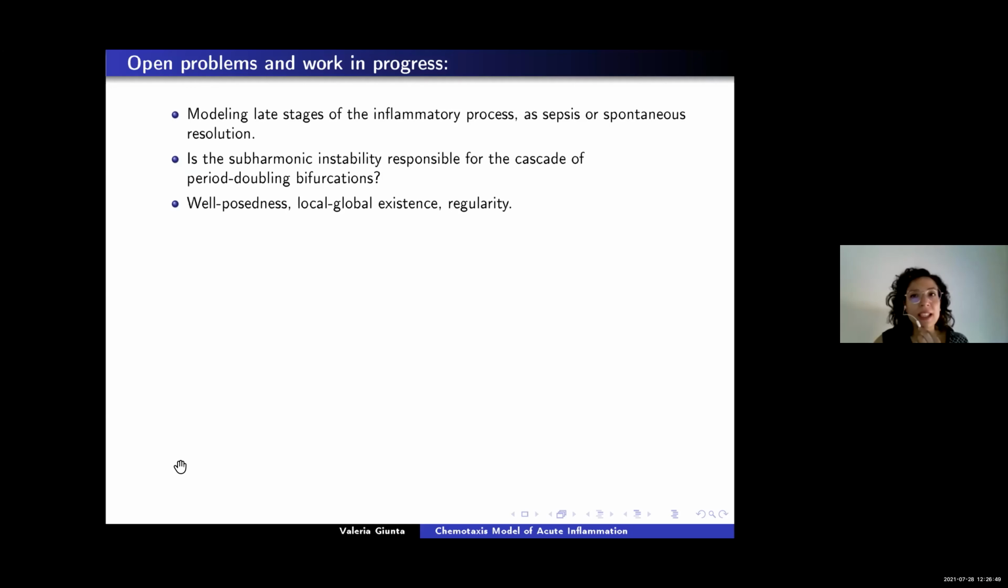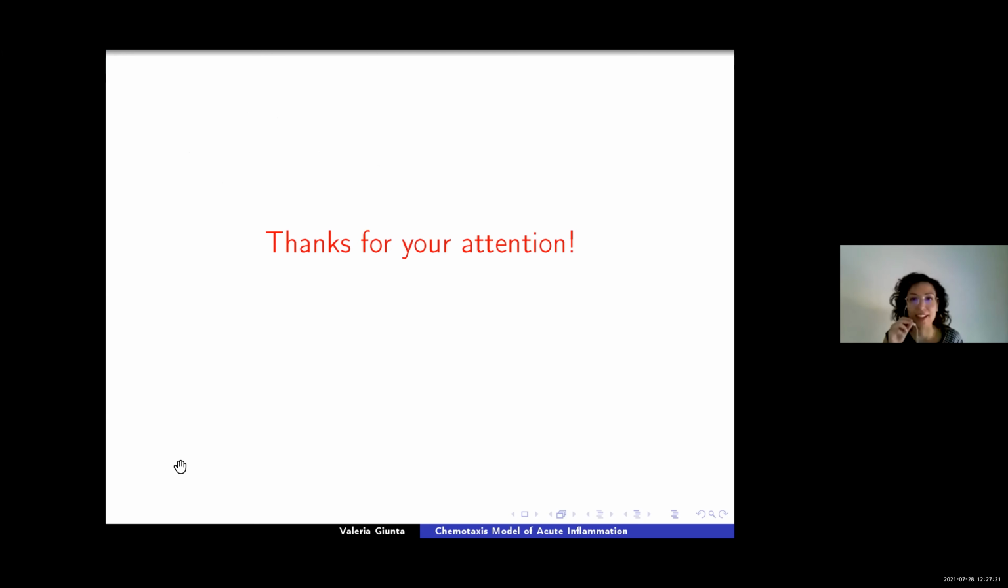Unfortunately, our model is not able to reproduce the resolution of inflammation, and we would like to propose in the future a model describing the late stages of the inflammatory process. We will also analyze in deeper detail the subharmonic instability, and finally the well-posedness of this problem, because we are interested in local and global existence and regularity of solutions. Thanks for your attention.